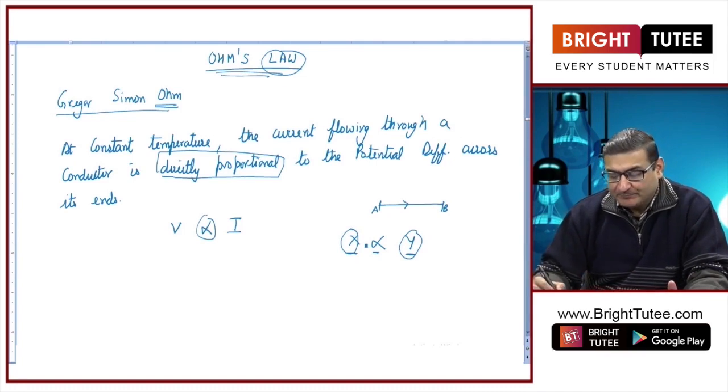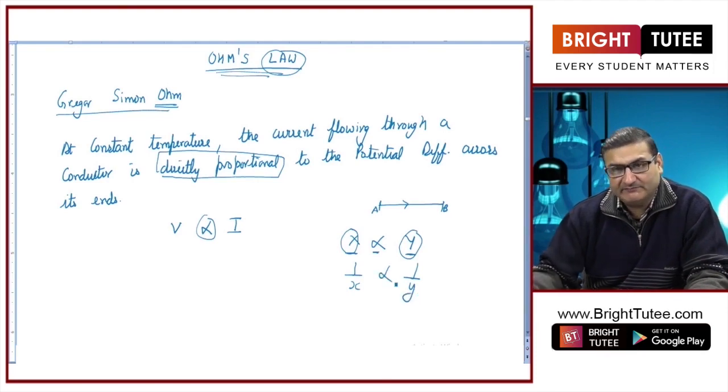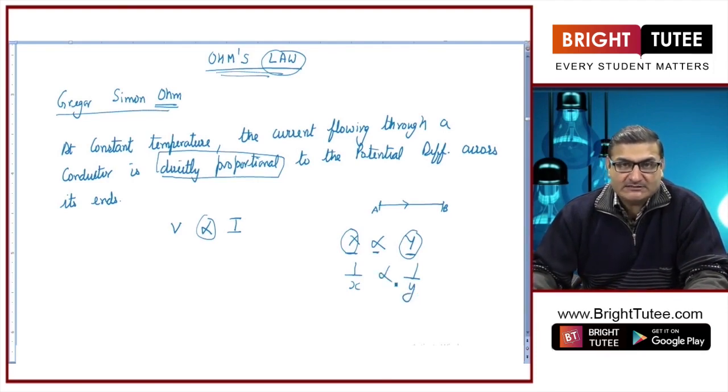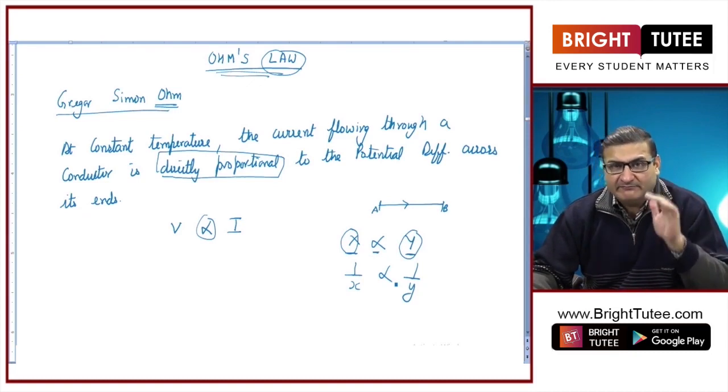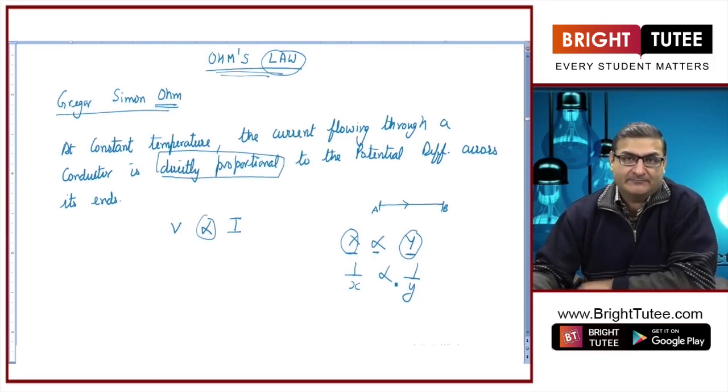If two things are in numerator, like x and y are in numerator, and with the sign of this, we say that x and y are directly proportional to each other. Similarly, if I take both the things in denominator and I put the same alpha sign between them, this also means that they are directly proportional to each other. If one thing increases, the second thing will also increase. If one thing decreases, the second thing will also decrease in the same proportion.